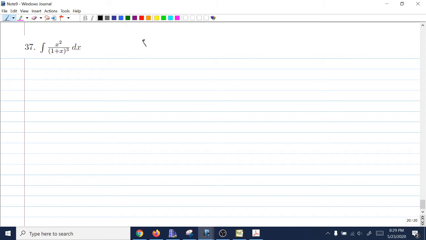So we want x squared over (x plus 1) cubed. Is the top smaller than the bottom? Bottom's cubic, top's quadratic, yes. So it's going to be a over x plus 1, b over x plus 1 squared, c over x plus 1 cubed, and that's it.